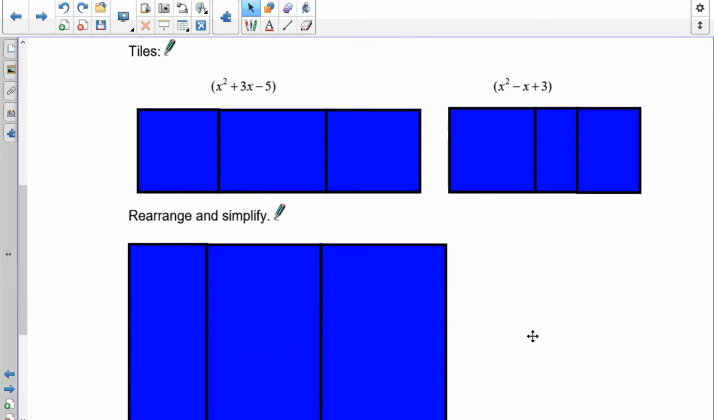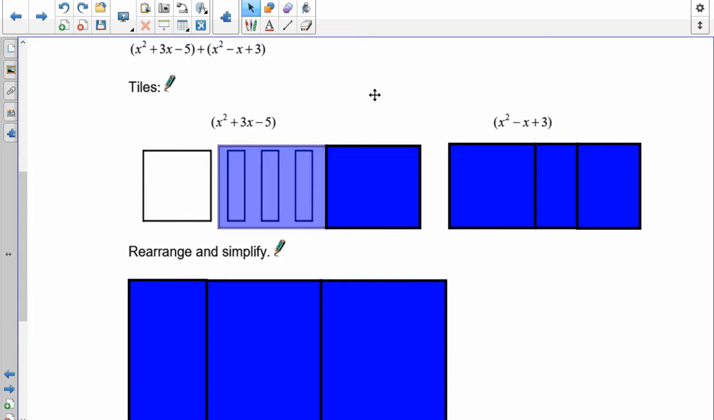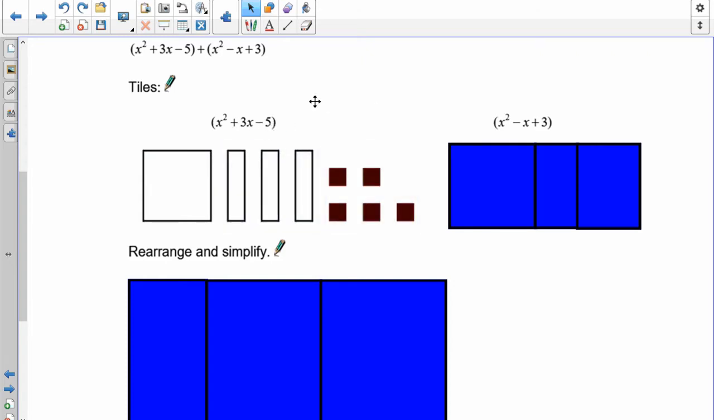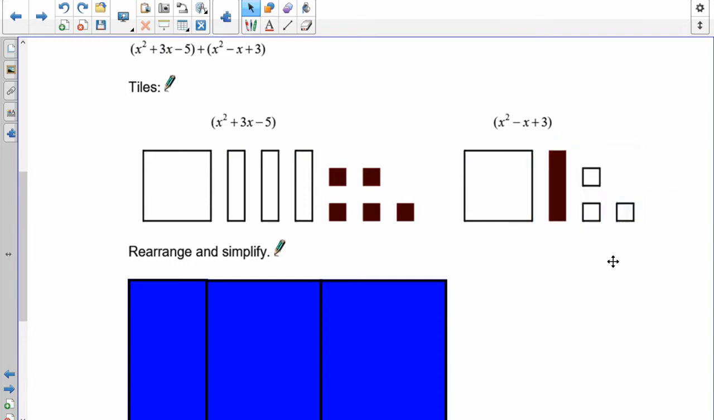Now we have x squared plus 3x minus 5, and x squared minus x plus 3. So taking a look at modeling the first one, x squared is just one big square, 3 x's right there, and negative 5 is 5 negative 1's. Modeling the second one, you have x squared, negative x, and 3 positive 1's. So now that you've got them modeled, if I was marking this, it would be model and model. There's your first 2 marks.